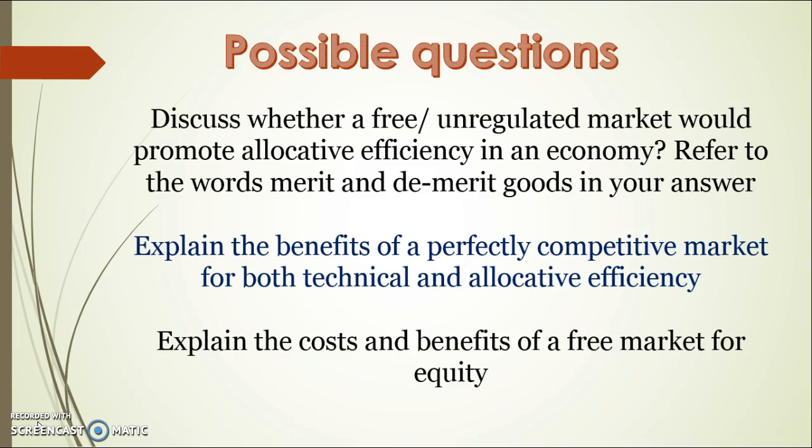So some possible questions you might receive are things like, discuss whether a free or unregulated market would promote allocative efficiency. In your answer, refer to merit and demerit goods. We'll talk about what they are in this video. Explain the benefits of a perfectly competitive market for both technical and allocative efficiency, and explain the costs and benefits of a free market for equity. All potential questions related to equity.